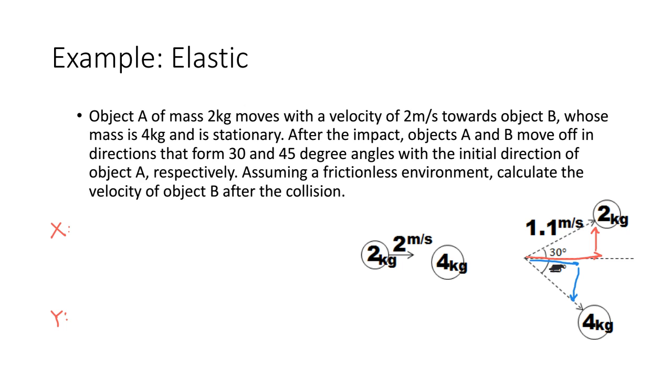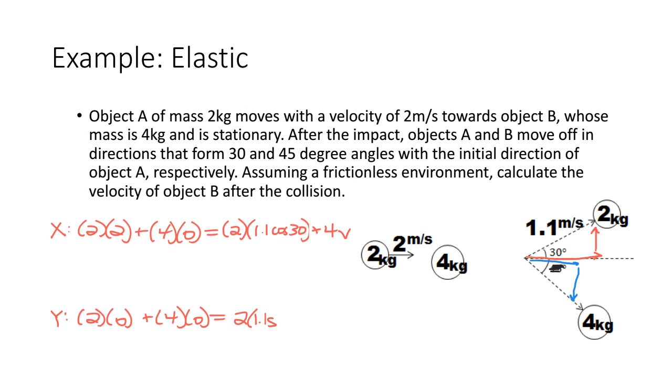Let's take a look. In the x direction, we have an object of 2 moving at a speed of 2, an object of 4 at rest. Afterwards, this object with a mass of 2 is moving at a velocity of 1.1 cosine 30. And this second object down here has an unknown velocity. Let's do our y component, making sure that we say that it's the sine of 30 to represent this part.